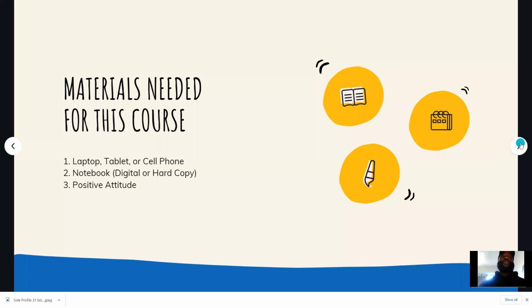So the materials needed for this course, pretty simple: a laptop, tablet, or cell phone, a notebook, either a digital notebook, so a Google Docs or a Word document, or a hard copy, typical notebook, something that you can use to take notes, especially specific notes about maybe you want to do the examples for your particular account size. So that's where that'll come in handy.